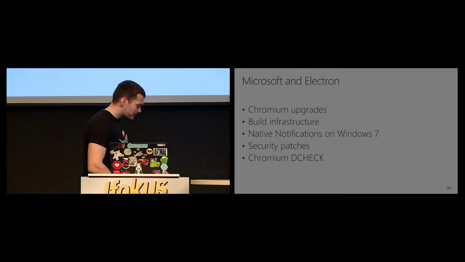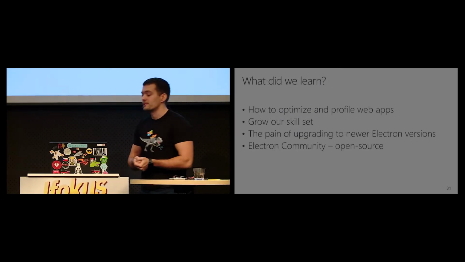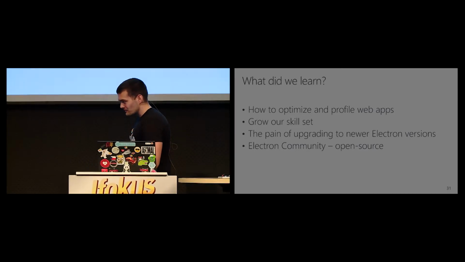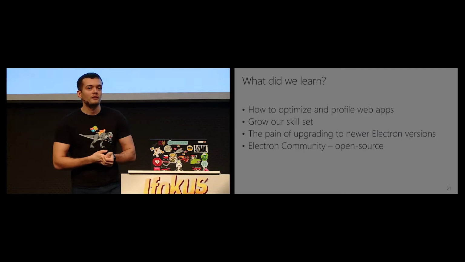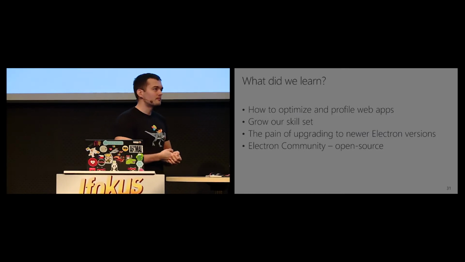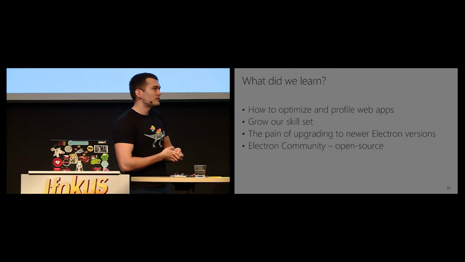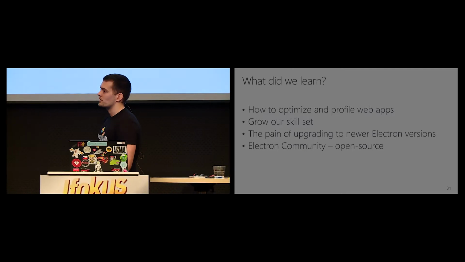So what did we learn? We learned how to optimize and profile web apps, because Chromium comes with a cost. It comes with a memory cost. Every renderer has a memory footprint. And if you trust your JavaScript, don't. Try to optimize it as much as you can.